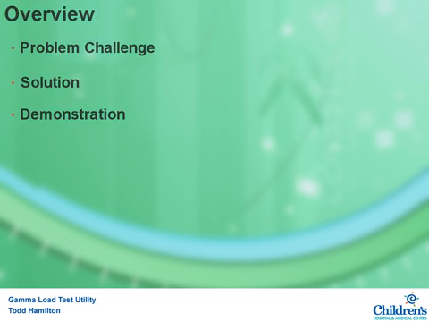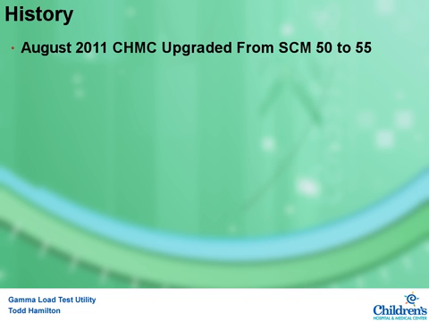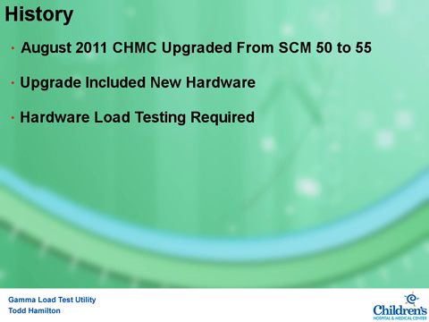In August of 2011, we upgraded from SCM 5.0 to SCM 5.5. The upgrade project included upgrading our database, consolidated, and Citrix server hardware as well. It was important for us to test the performance of the new hardware. We wanted to put enough test load on the system in order to ensure the hardware was adequate for our production needs.